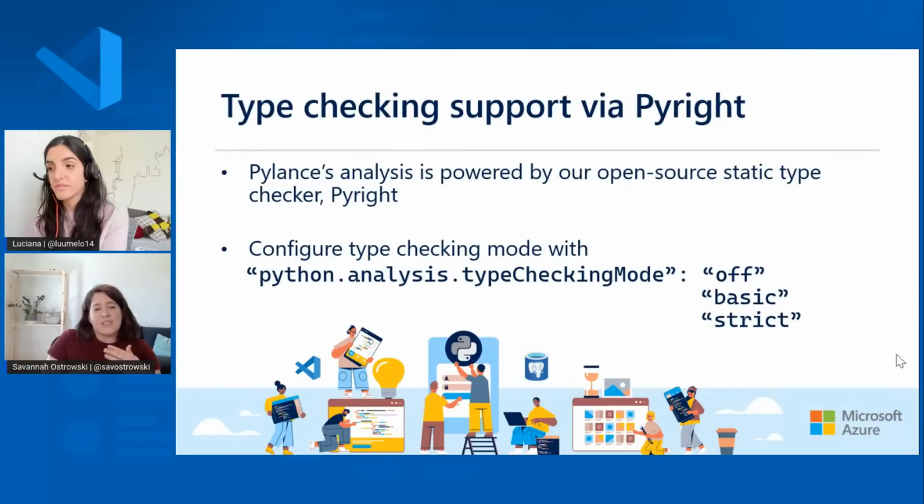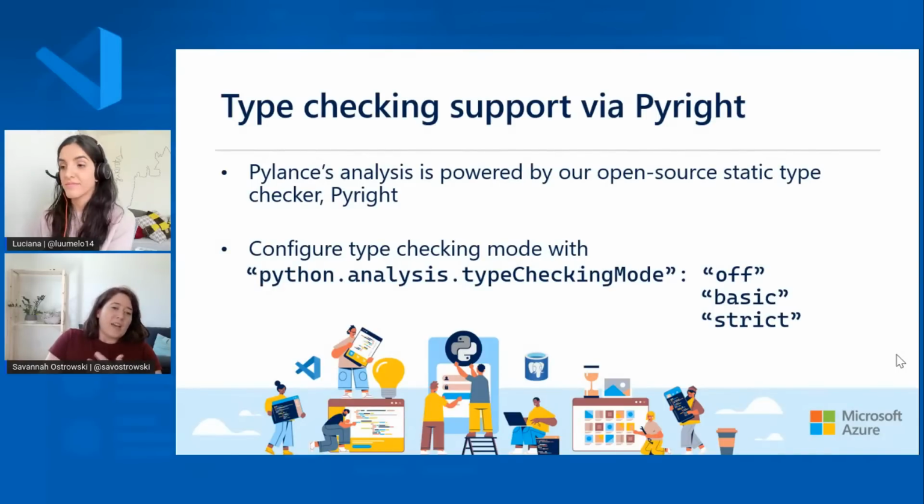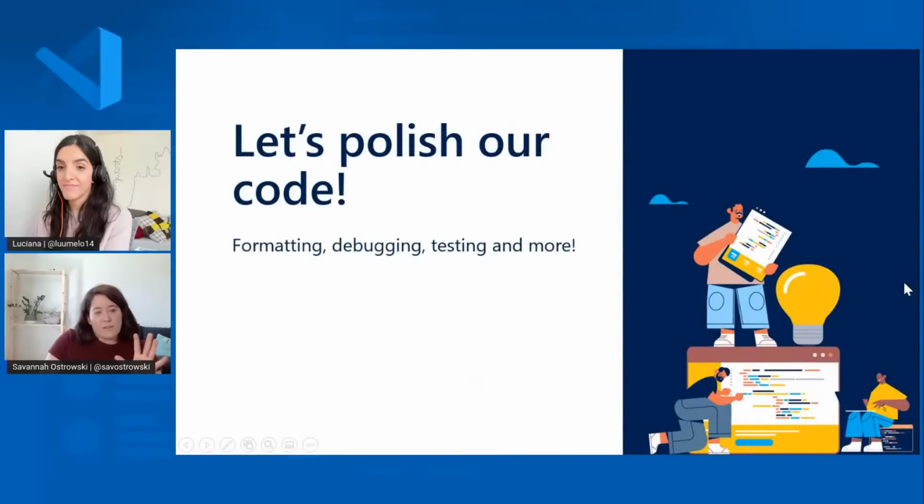By default, you'll only see syntax errors and invalid code and undefined variables in the off type checking mode. But if you enable the basic or strict mode, we apply more rules to your code base. You'll get a bunch of diagnostics, errors, and warnings on your code that can help you find more edge cases. So if you're interested in that, I'd suggest starting with basic just to give it a shot. And if you're already writing typed Python, I would recommend the strict type checking mode. So that's the Pylance overview. I'm going to hand it to Luciana to talk about polishing your code.